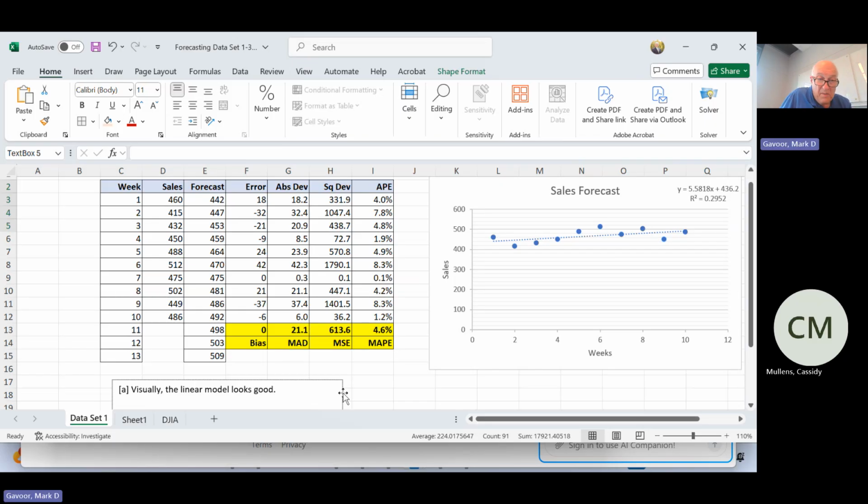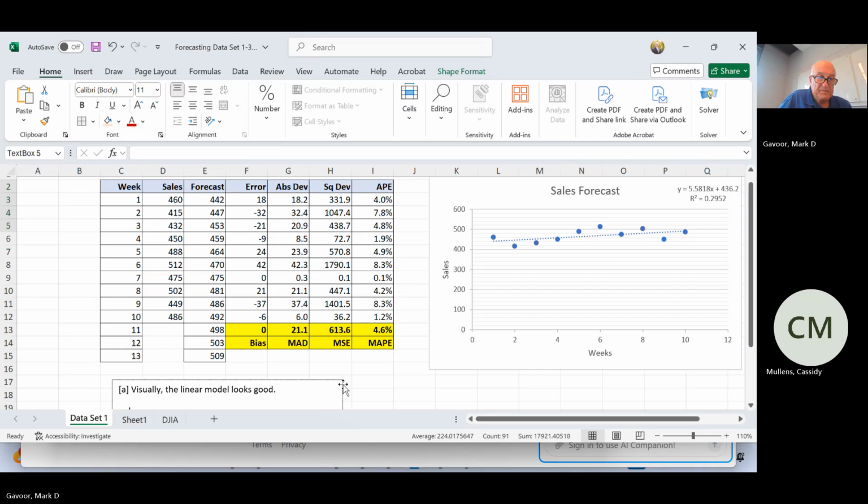The second question in the problem could have been, per R squared. What's R squared? Oh, there's an R squared over there, 0.2952. What the heck is that? I don't know. Is 0.2952 a good measure or a bad measure?